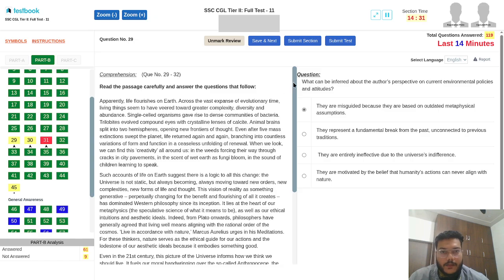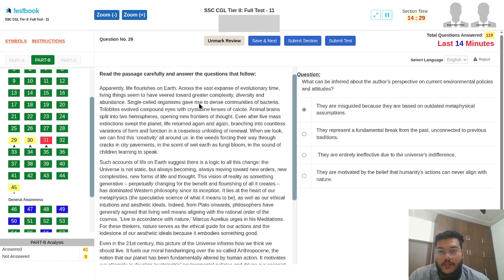अब हम पैसेज दोबारा पढ़ते हैं। Apparently life flourishes on the worst expense of our time. Living things seem to have been about capacity. Single cell organisms give rise to dense communities of bacteria, plunging into countless variations of form and function, selection photo of renewal.